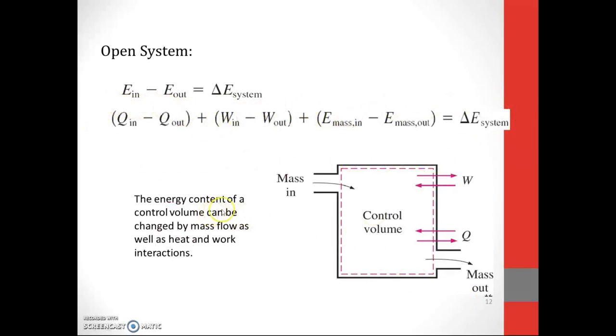The energy content of a control volume can be changed by mass flow as well as heat and work interactions. So we have mass in, mass out, work in, work out, Q in, Q out. There are three things that need to be considered for an open system.